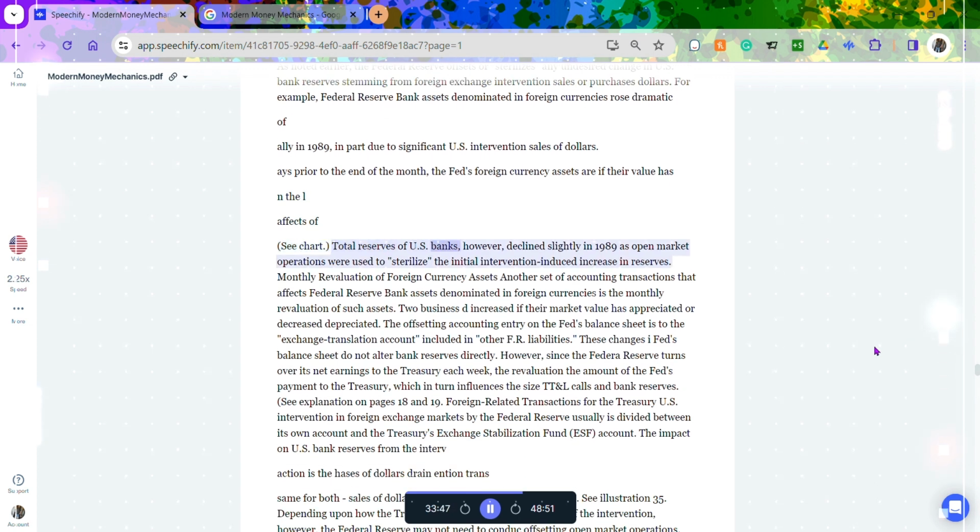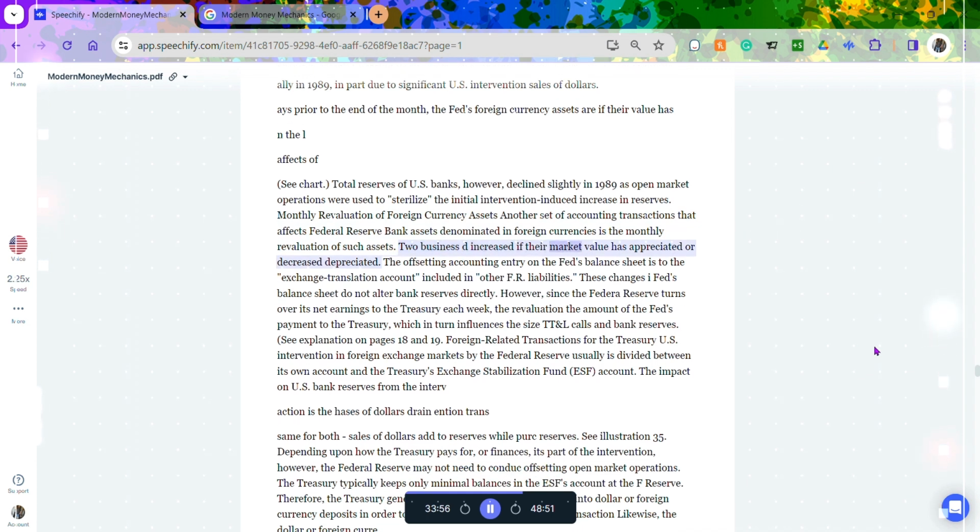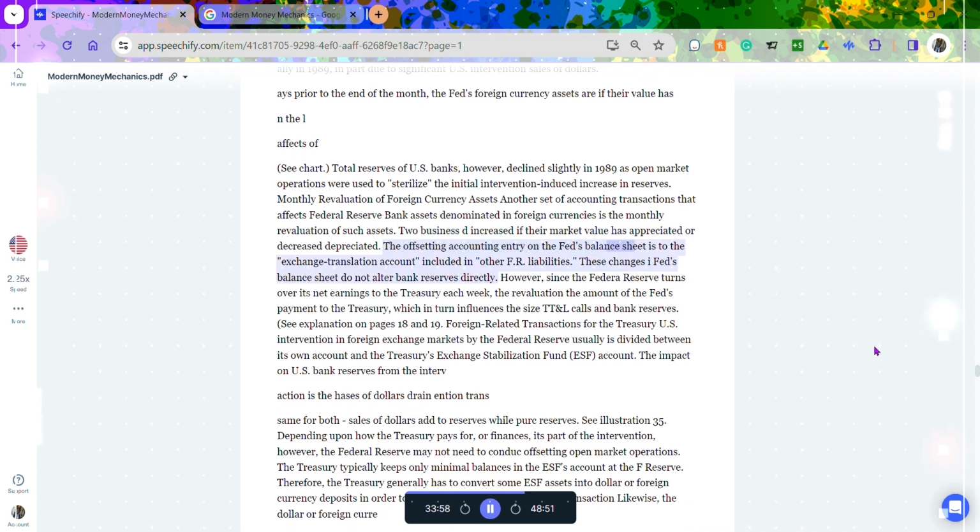Total reserves of U.S. banks, however, declined slightly in 1989 as open market operations were used to sterilize the initial intervention-induced increase in reserves. Monthly revaluation of foreign currency assets. Another set of accounting transactions that affects Federal Reserve Bank assets denominated in foreign currencies is the monthly revaluation of such assets. Their value is increased if their market value has appreciated or decreased if depreciated. The offsetting accounting entry on the Fed's balance sheet is to the exchange translation account included in other FR liabilities. These changes in the Fed's balance sheet do not alter bank reserves directly.